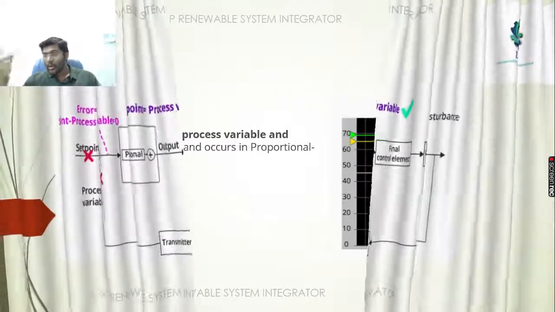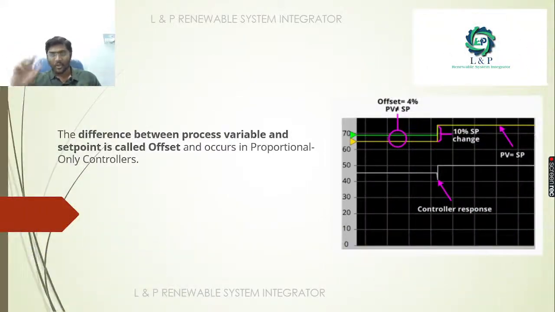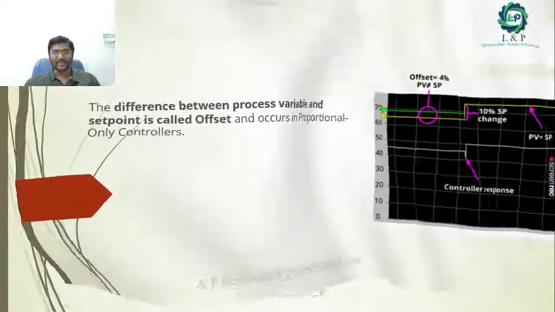And also the most important thing we should know is the offset value. When the present value and the set point value are not equal, there is a difference between the present value, which is nothing but the process value, and the set point. Your error is going to be a set point inside the controllers.